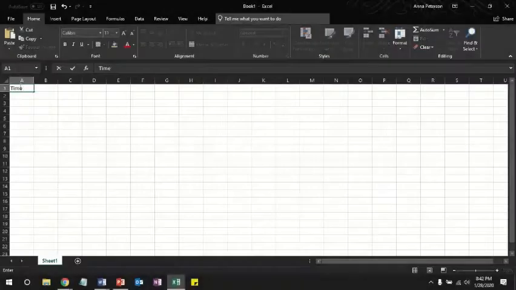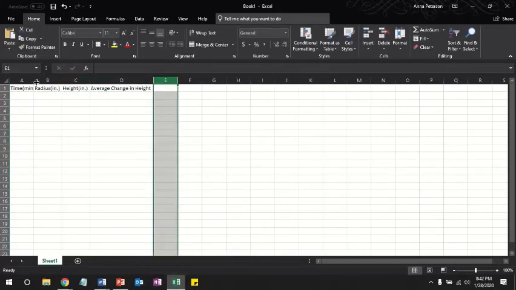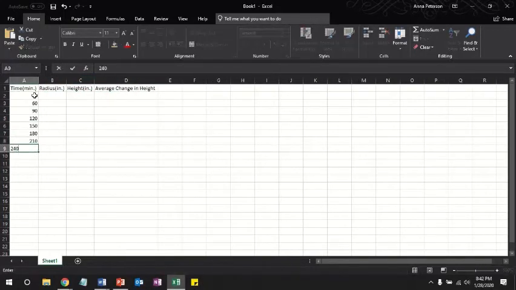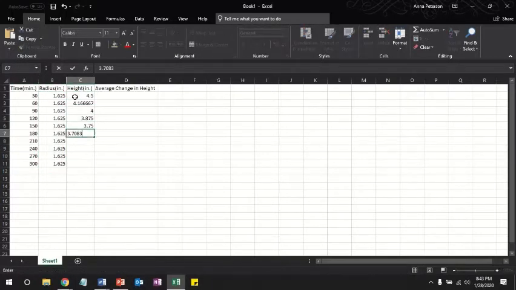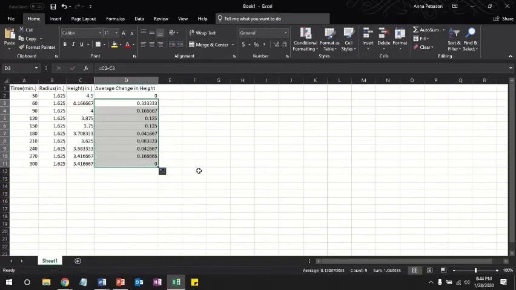Once we finished burning the candle, we opened an Excel spreadsheet to help sort out our data. We had 4 columns labeled as time, radius, height, and the average change in height, which we used Excel to calculate. After filling out the data, we created a graph showing the data from the height and time.